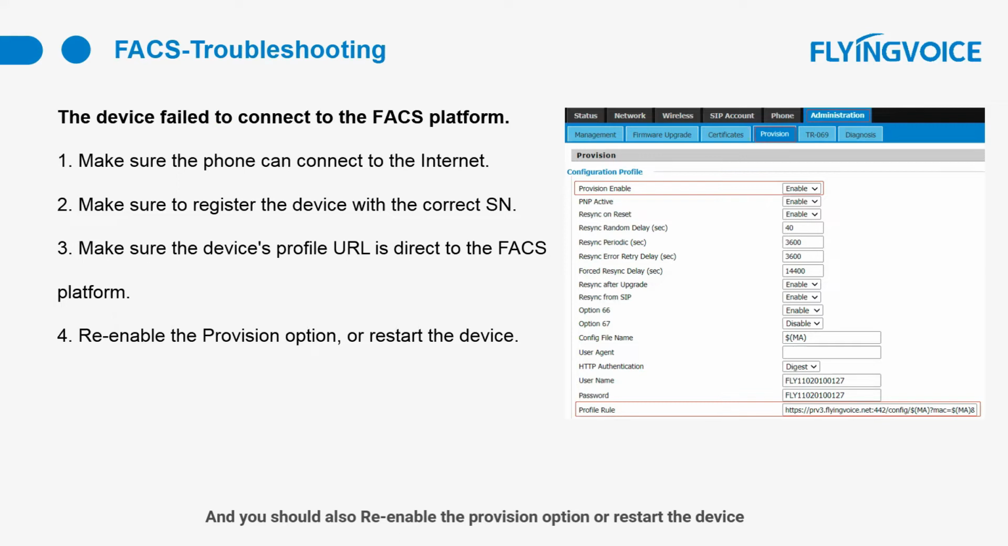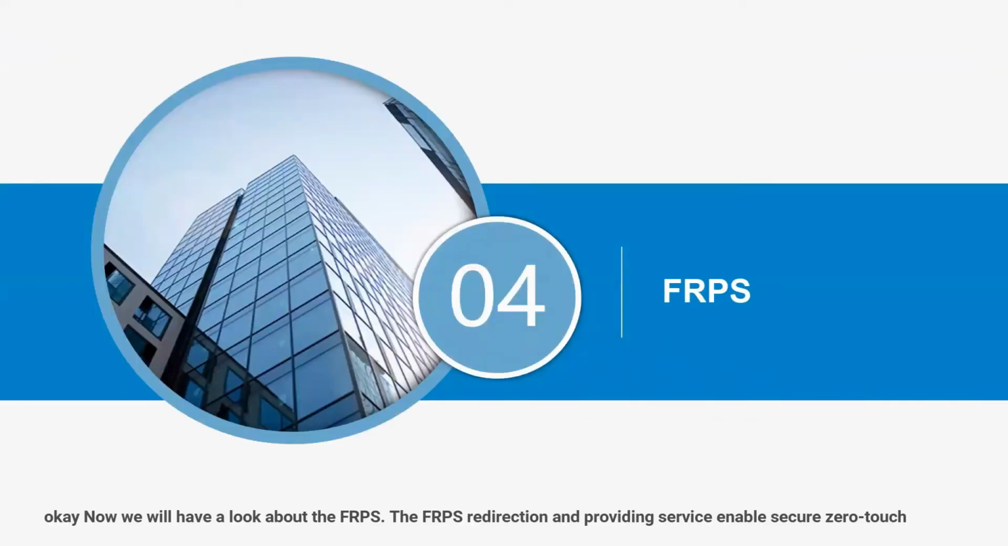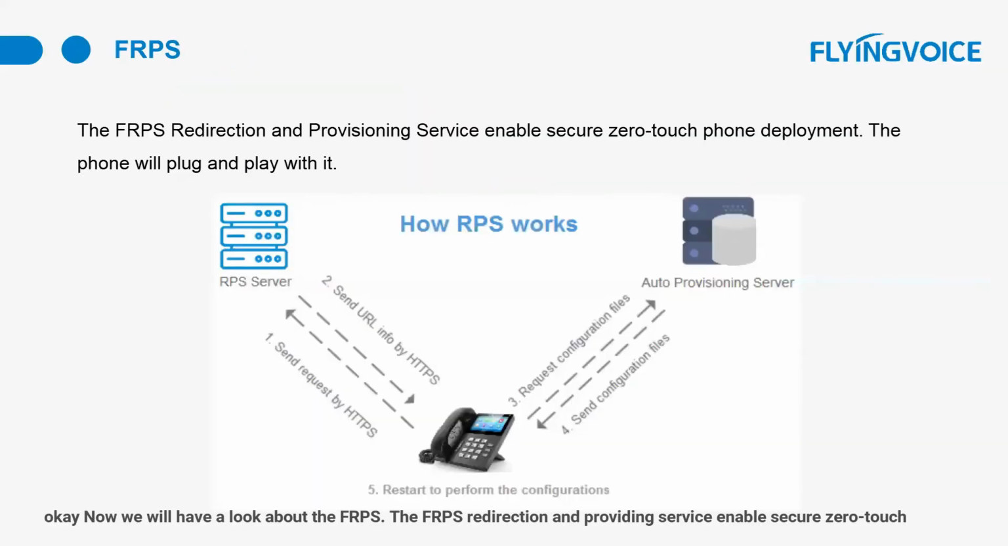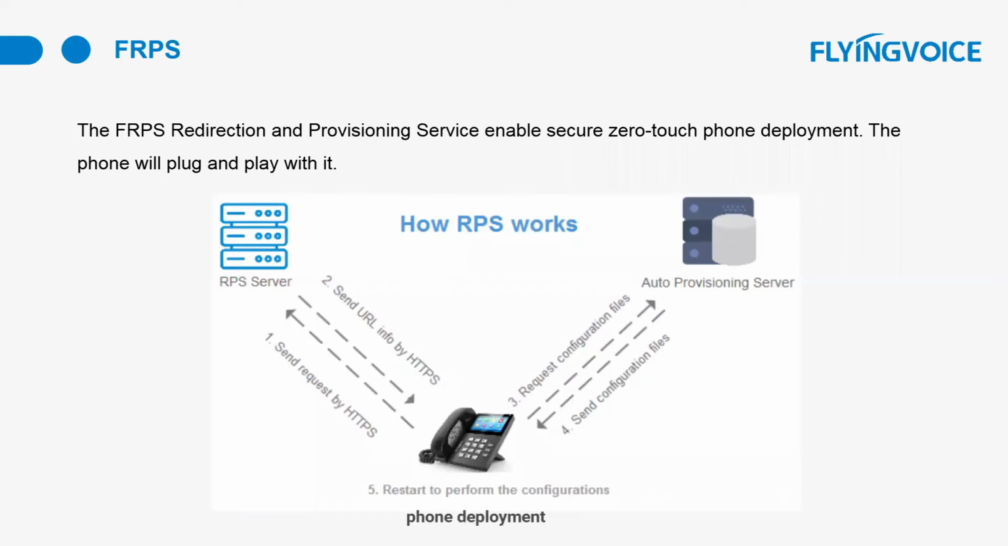And you should also re-enable the provision option or restart the device. Okay, now we will have a look at the FRPS. The FRPS, redirection and provisioning service, enables secure zero-touch phone deployment, and the phone will plug and play with it.